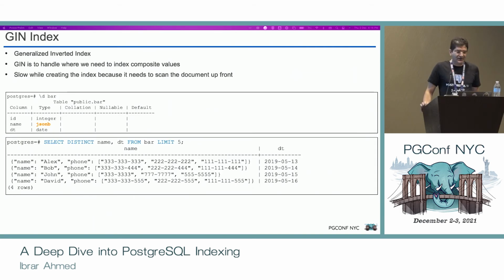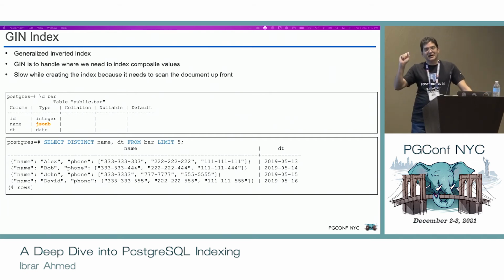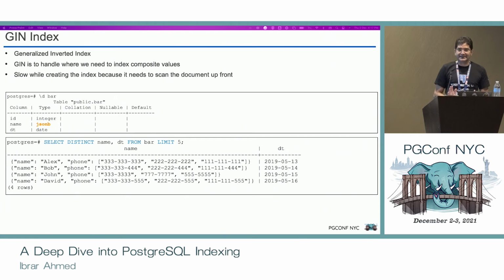Next is the Generalized Inverted Index, the GIN index. It handles composite values. Actually, it's an inverted index. I will give you an example: at the end of a book you have the index, where you can see the name and the posting list, saying this name occurs on page 4, 5, 8, 10. So you can see one word with a full posting list of the pages it appears on. It's a 100% replica of the book index.